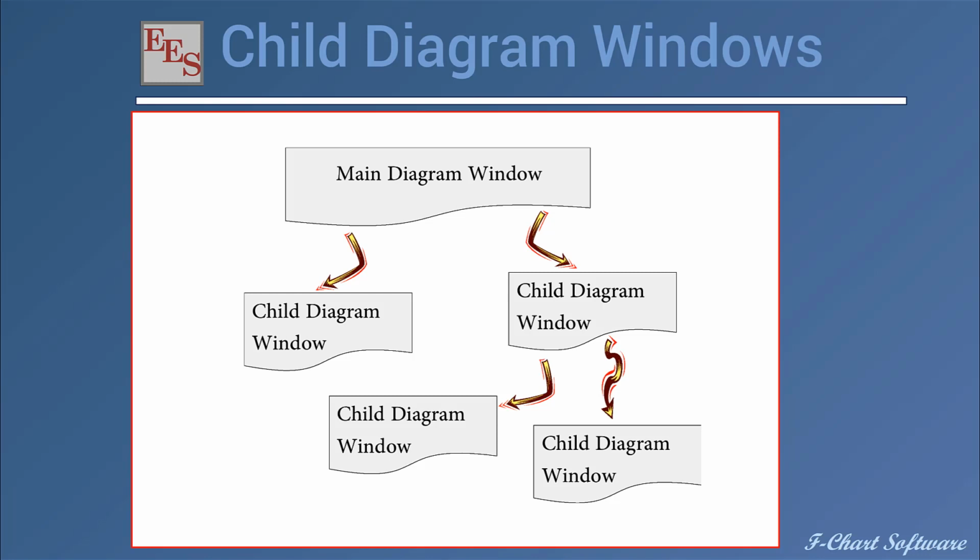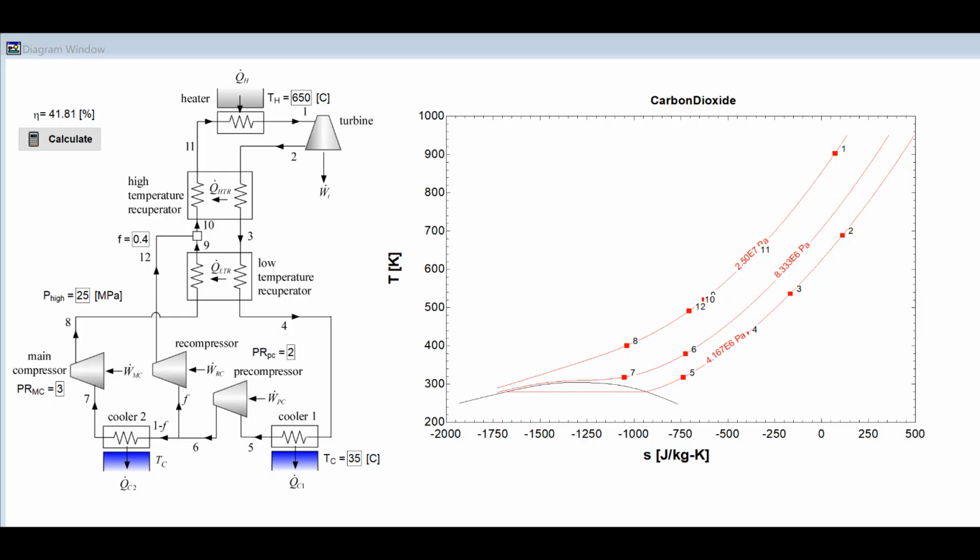Each child diagram window has a parent, which is the diagram window that it was created in. So for example, the main diagram window might show a cycle simulation like this one. This is the partial cooling cycle that we were working on for exercise 3 in this course. The main diagram window for this example will allow the user to enter inputs like operating conditions for the cycle and look at cycle outputs like cycle efficiency.